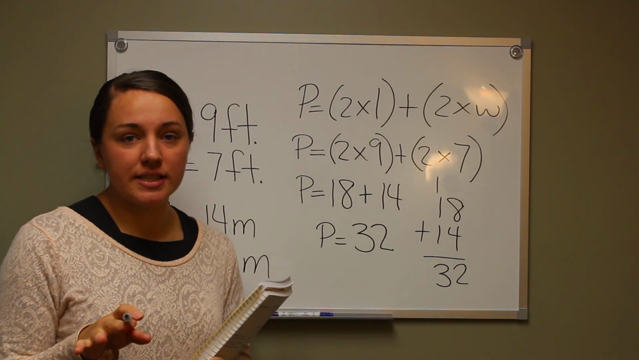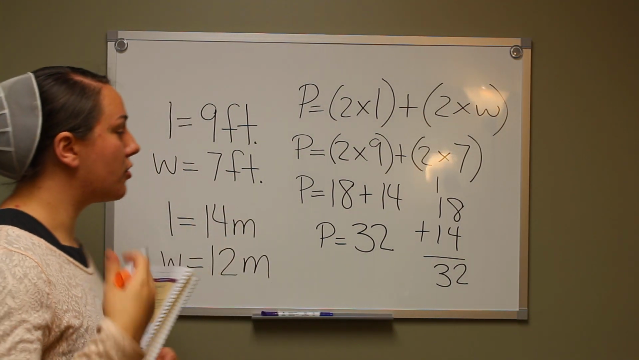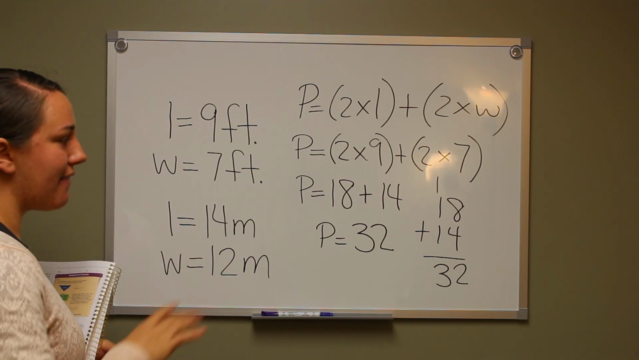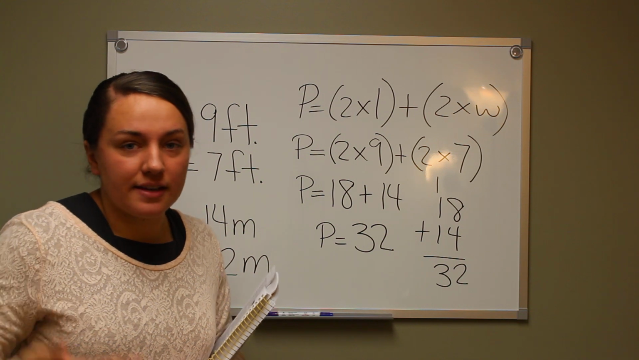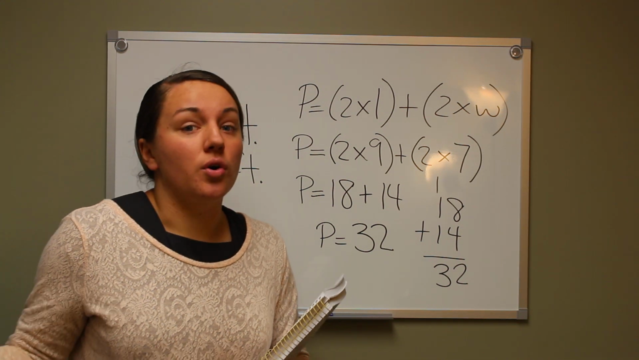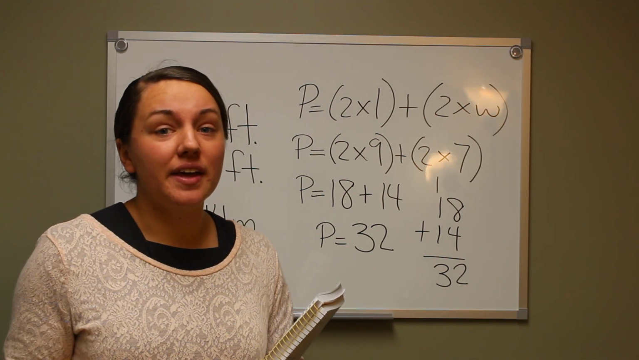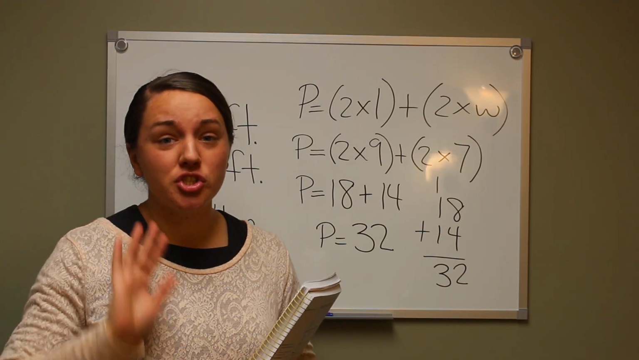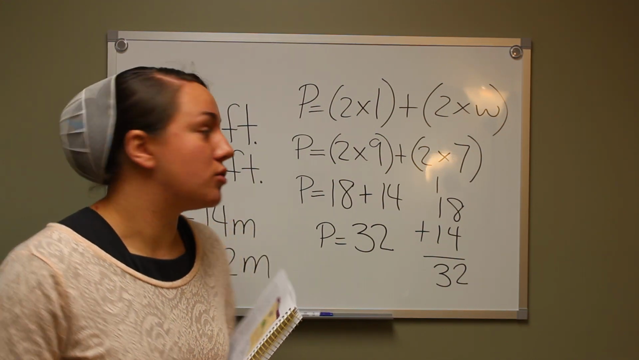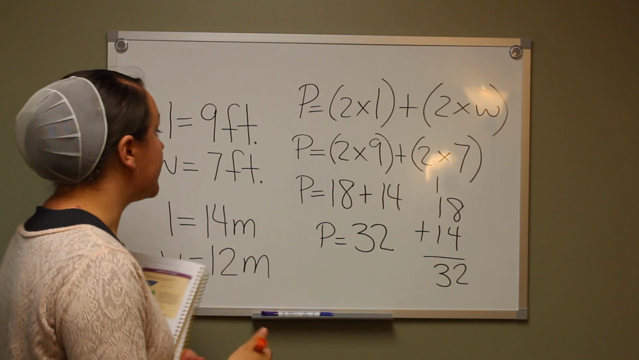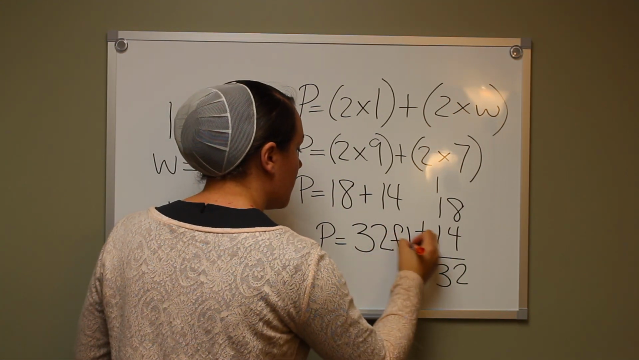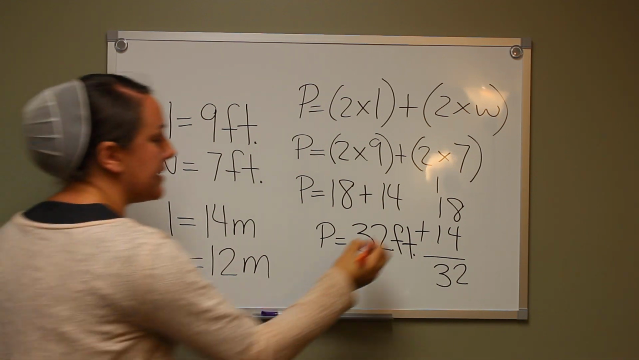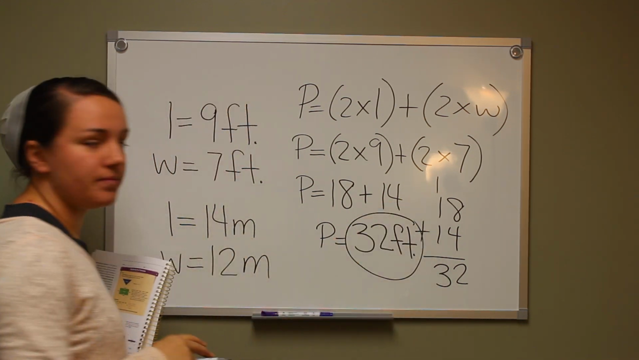Now, one important thing you must remember is to write your unit down. If we have a shape that is 32, it's 32 what? Is it feet or yards or inches? That's going to make a big difference. So you have to make sure you write your unit down. Don't just write your number. In this case, it is feet. So we're going to write 32 feet. And that is our answer.